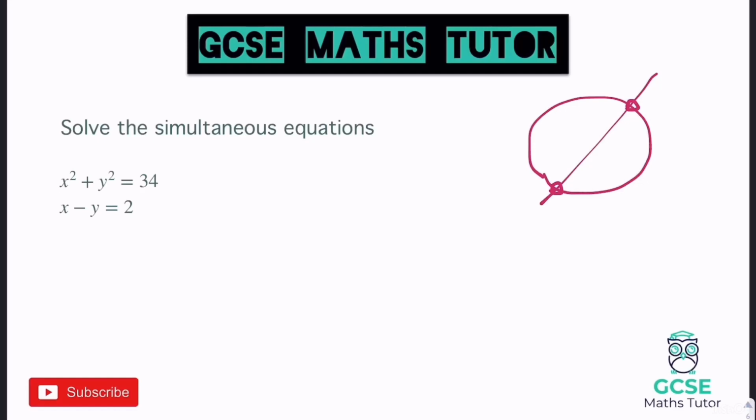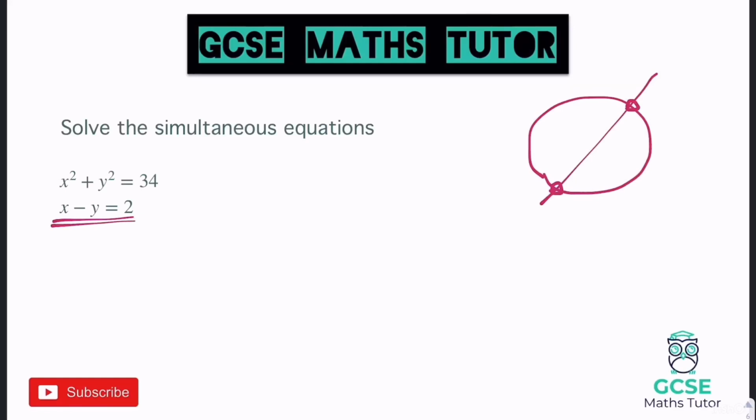There is one scenario where you might get one solution, which is where it's a tangent to the circle, if it just touches at one point. There could even be no solutions, but it would be unlikely we'd be asked to solve something with no solutions. So if we have a look at this, we've basically got to sub one into the other, and we can sub this x minus y equals 2 into the equation above.